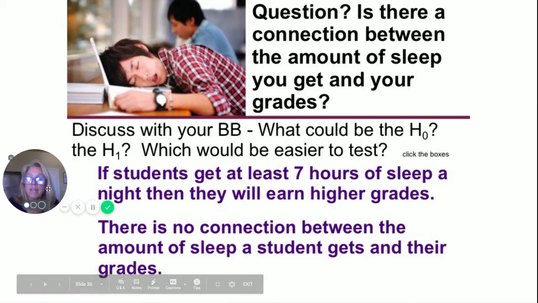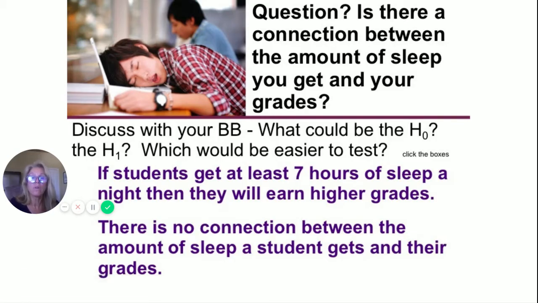Okay. Let's say somebody said, this is their question, is there a connection between the amount of sleep you get and your grades? So intuitively, I bet you would say over time, right? If you got 2 hours of sleep a night, probably it would impact your grades because you're tired and you're falling asleep during your exam, like this person right here, right? But if you're going to write a research hypothesis, it's very specific. So you're saying if a student gets at least 7 hours of sleep a night, then they will earn higher grades. Well, getting 7 hours of sleep a night does not ensure that you will have higher grades.